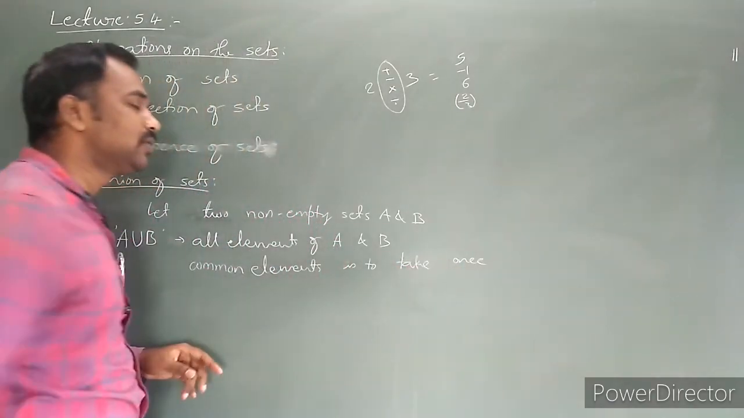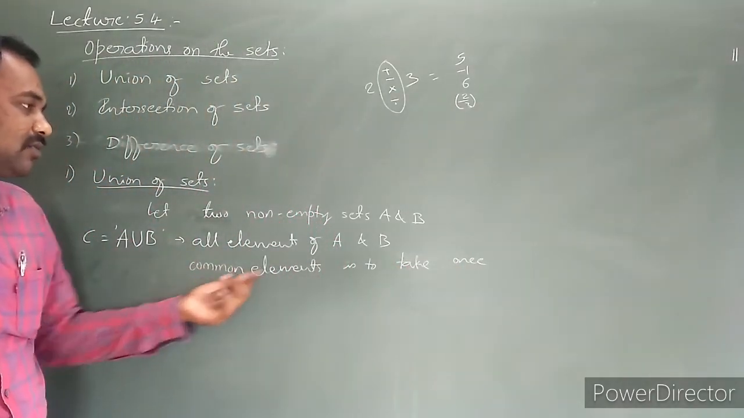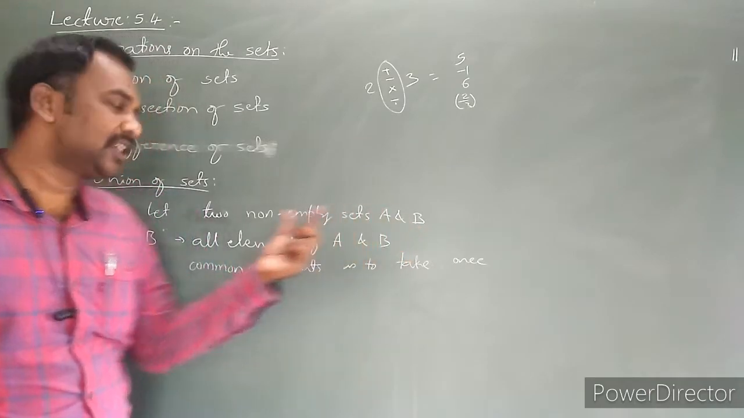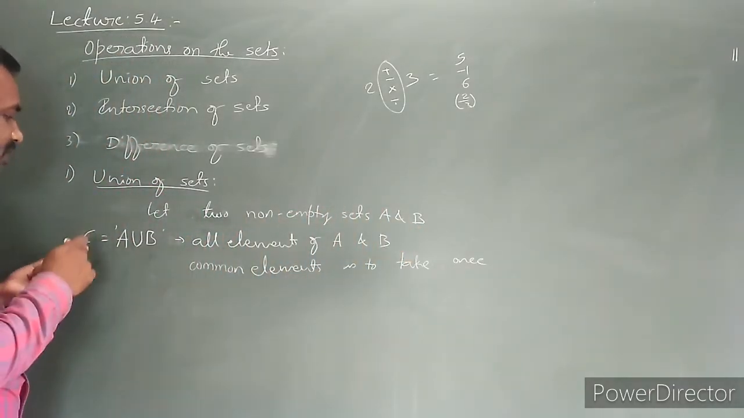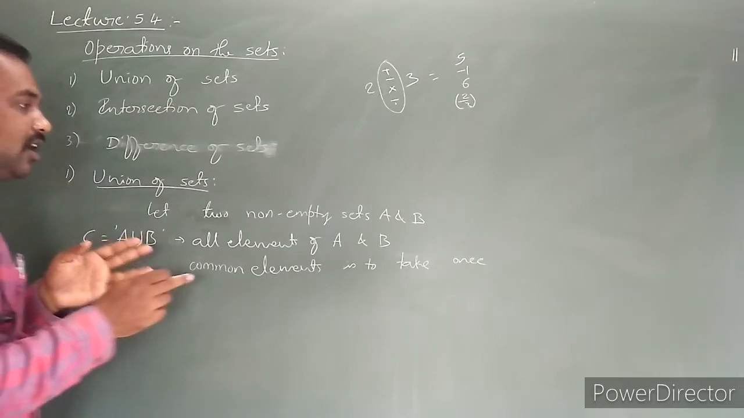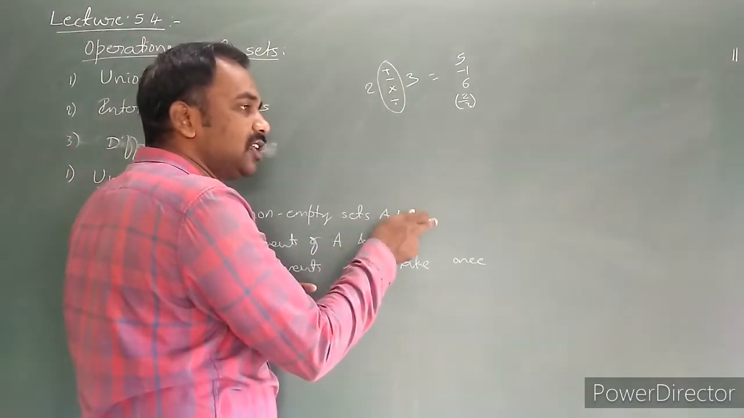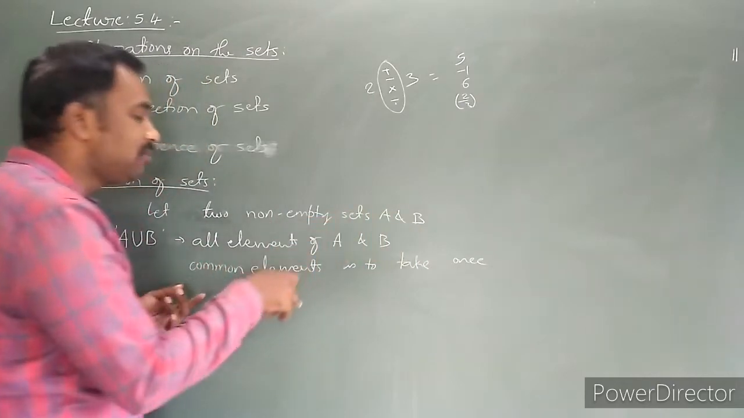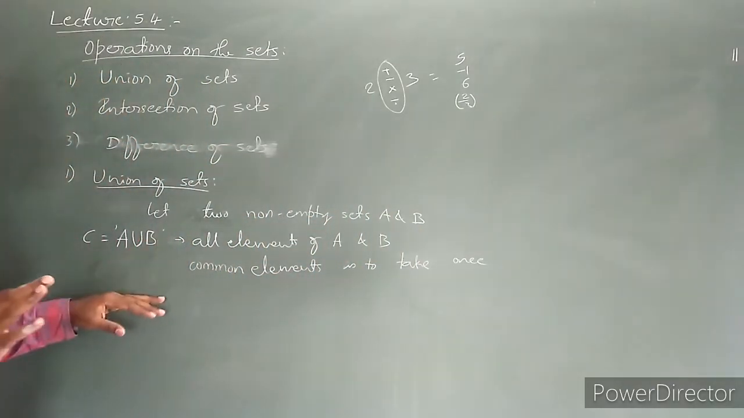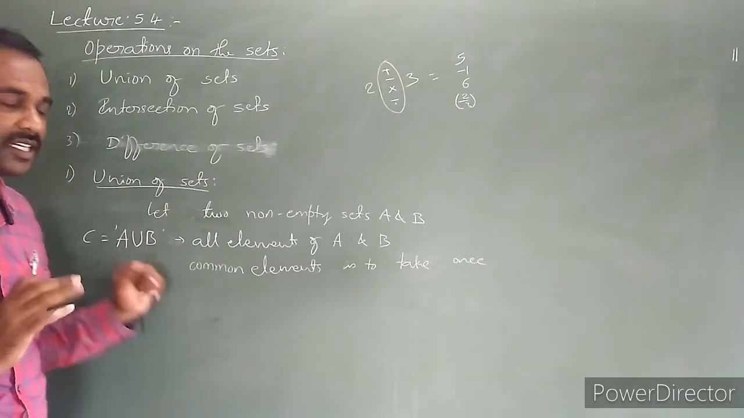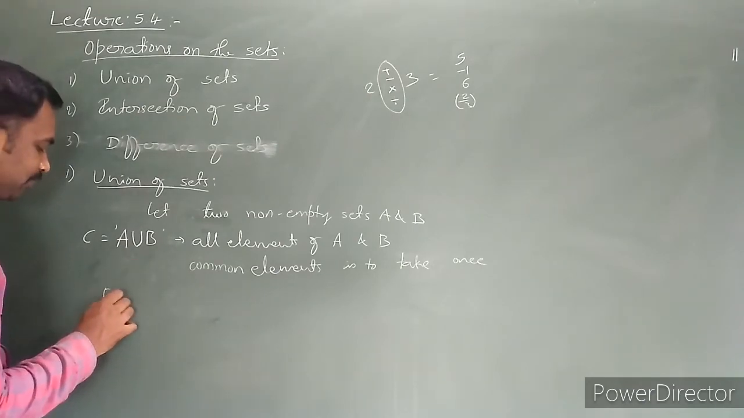What is the union of two sets? A and B are two sets. Union is denoted by A union B. The resultant is also a set. That set contains all the elements of set A and all the elements of set B. A common element is going to be written only once. This is how we have to take the union of two sets. Is that clear? Particularly, an example.